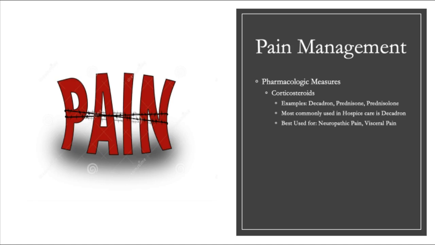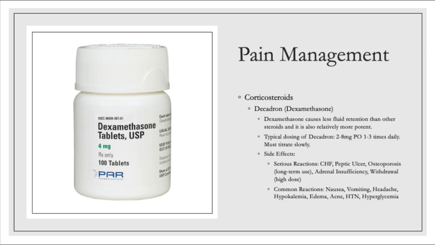The most commonly used one in hospice care is Decadron, and that's because it tends to be a little bit more potent. But we do use it in palliative care patients. I actually really liked Decadron with my cancer patients. And the corticosteroids are best used for neuropathic pain and visceral pain. So when you're trying to develop a plan for someone, keep in mind that these are great for those types of pain.